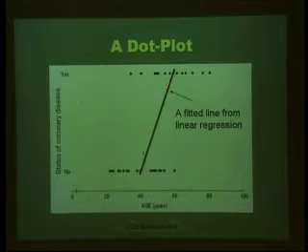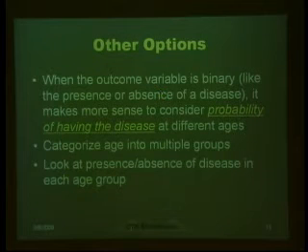So if I just simply fit a linear regression curve, or straight line, here, it doesn't help much, because this fitted line gives us a similar situation to comparing the two means before, and couldn't give us more information. When the outcome variable is binary, like the presence or absence of a disease, it makes more sense to consider the probability of having this disease at the different age levels.